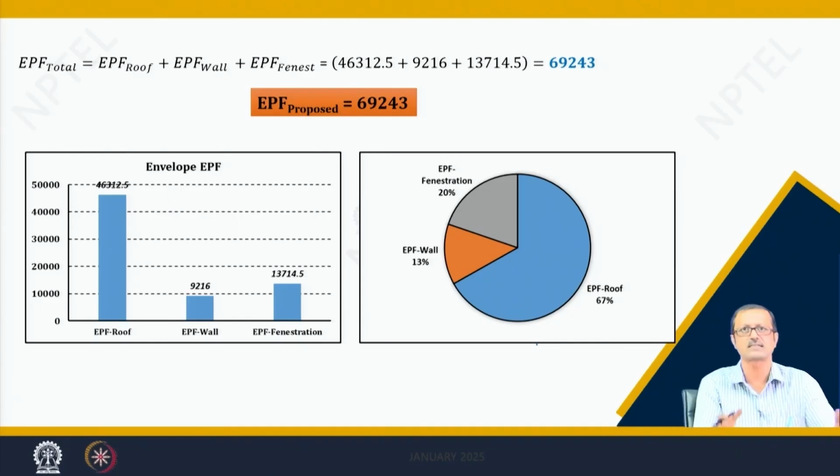For at least my calculation, based on my architectural design, surface areas and all, based on my WWR of 20%, based on my chosen materials or so, my proposed EPF of this building is 69,243. It may be good, it may be bad, or maybe worst or very good, I do not know, but that we have to see with this EPF, ECBC or ECBC plus or super ECBC criteria in the next lecture.